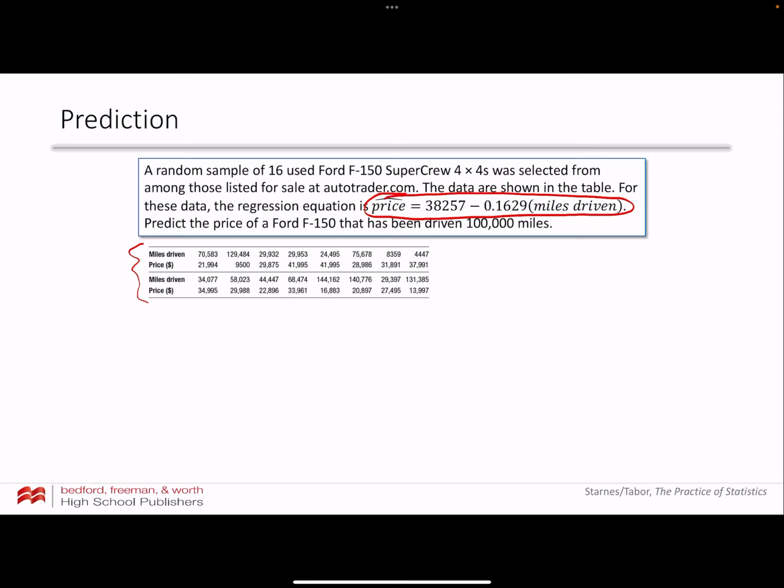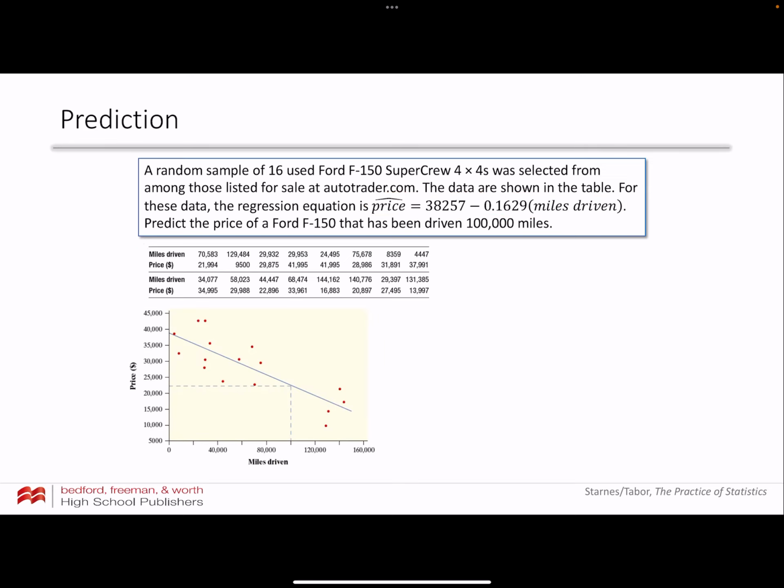It's a predicted value. So the question is asking us to predict the price of a Ford F-150 that has been driven 100,000 miles. So what we can do is, looking at the graph, say, oh, here's 100,000 miles. What's this value here? What's this y value? Or in other words, the predicted price. It's kind of hard to estimate that price just from the graph. So instead, we can use the equation. We can plug in 100,000 to the equation and solve for price. So our predicted price is $21,967, right?